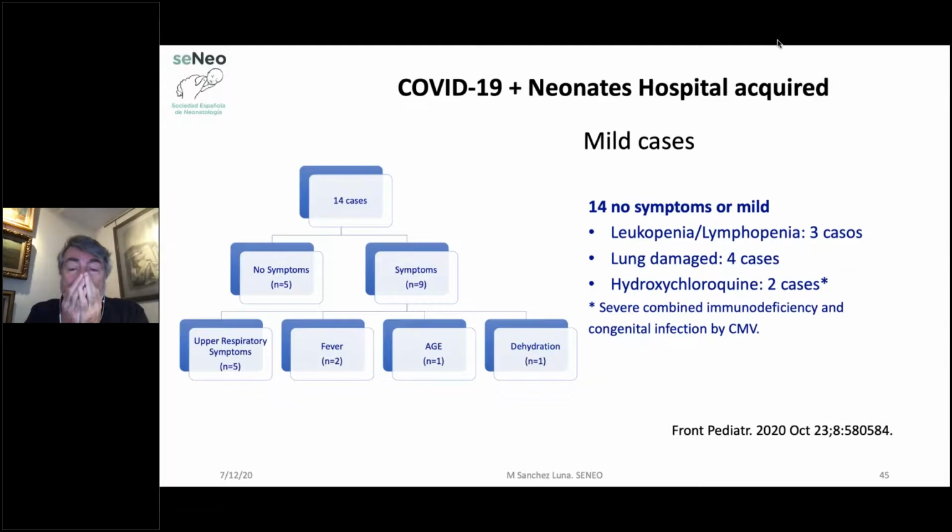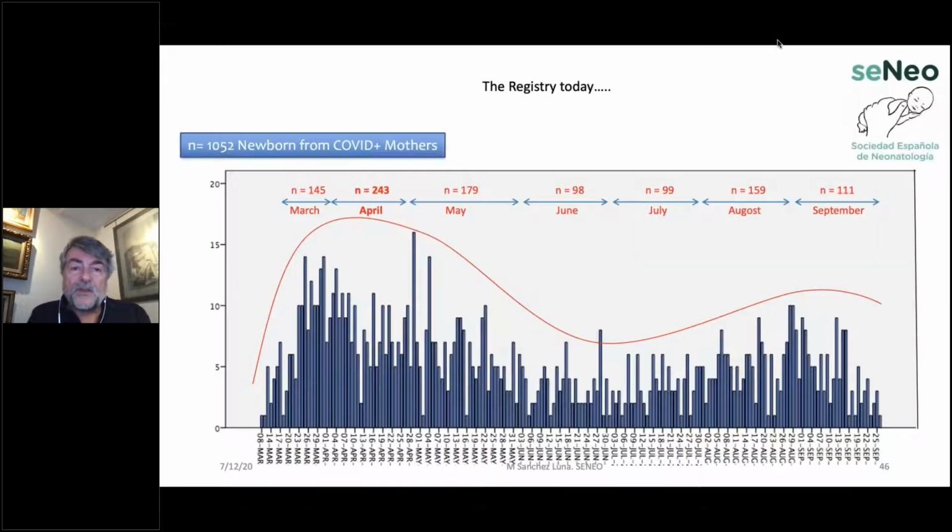What about these mild cases? As you can see, only 2 cases were treated, as I let you know before, because at the beginning of the wave, there was some concern about not giving medication to these babies, but the babies were doing well, and these 2 cases were treated because they have a severe combined immunodeficiency by CB infection. So this was the reason that the doctors of these babies treated them with hydroxychloroquine.